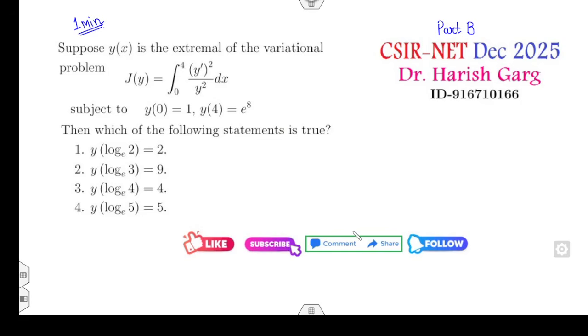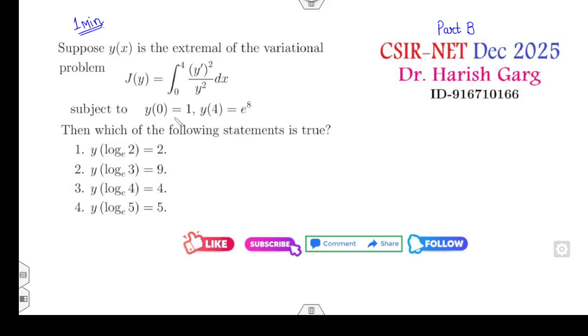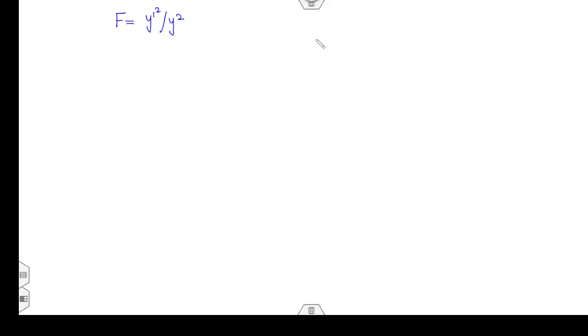Now what is the question? A functional is given, I write it here: y dash square divided by y square, and y of 0 is 1, y of 4 is 8. Now clearly the given functional is independent of x. Once it is independent of x, your solution becomes f minus y prime del f by del y prime is a constant.